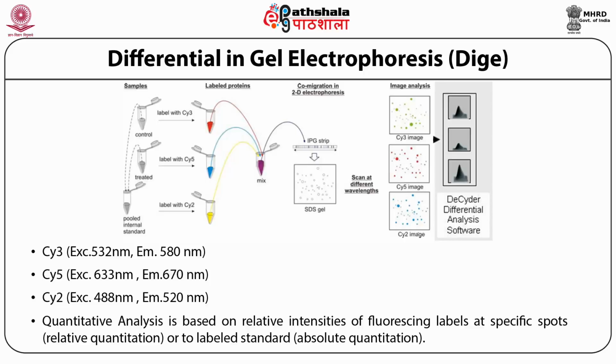And because of this you will find three images from a single gel. You can compare the three images independently, as well as overlap all three images with the help of the Typhoon Imager. And lastly, there is a quantitative analysis which is based on the relative intensity of fluorescing labels at specific spots, relative quantification against label standards. This can be done with the help of DeCyder software, which is coupled with this Typhoon Imager.